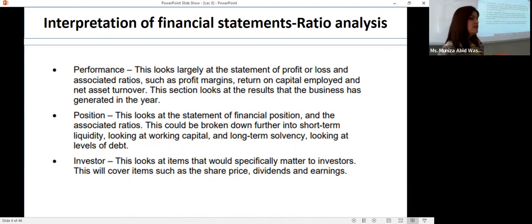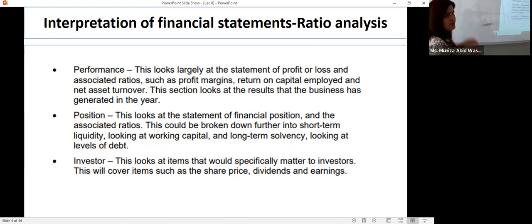Under ratio analysis, we can analyze the financial situation of a company from 3 perspectives, which are going to be covered under these 3 headings: performance of a company, position of a company, and position of the company in regard to the investor's point of view primarily. So under all these 3 portions, we are going to learn about the formulas of different ratios, which are going to be calculated and then used for the analysis.